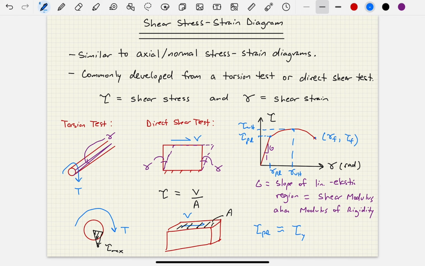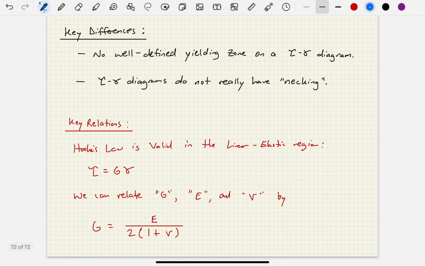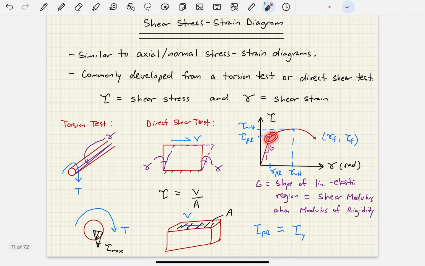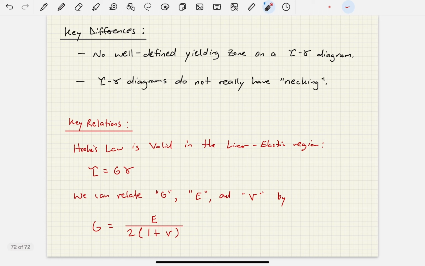Okay, so let's scroll over and let's talk about some of these key differences again. Okay, number one, we just said this. There is not so much of a well-defined yielding zone on the tau gamma diagram. Okay, that's what we were talking about right here. When we looked at the axial stress strain diagrams, there was a more defined yielding zone, but here not so much. Okay, the other key difference is that the shear stress strain diagrams generally do not have necking occur.